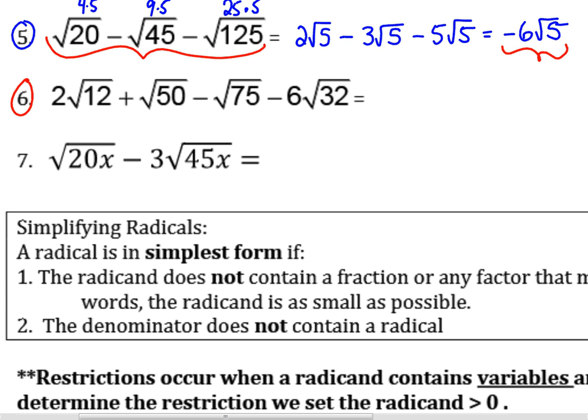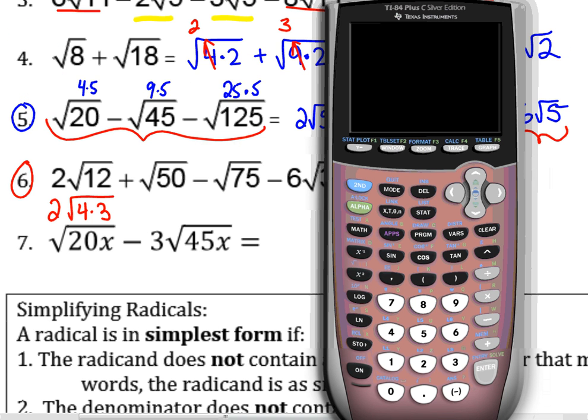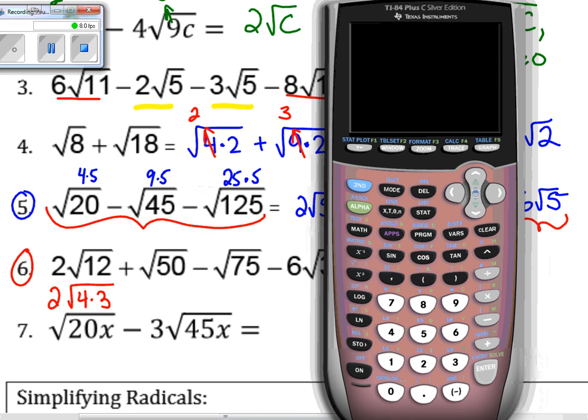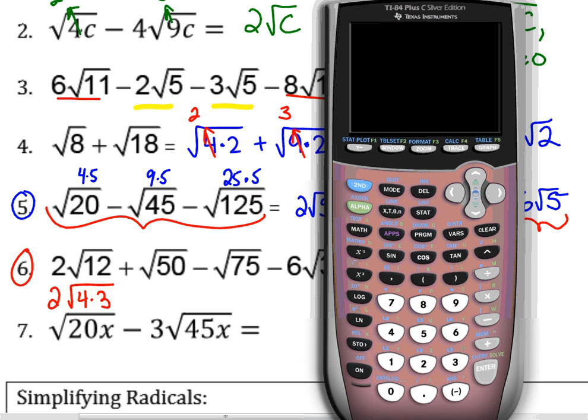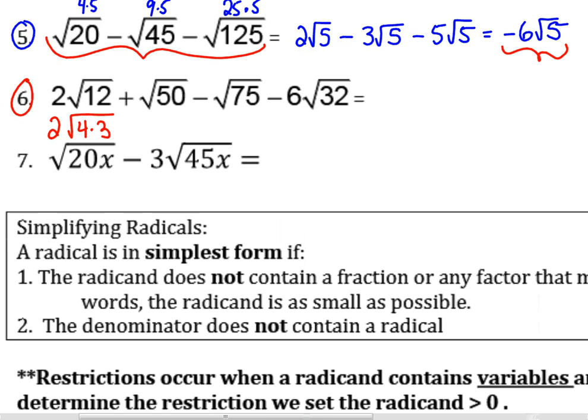Together? Okay. So, how am I going to break up the 12? What times what? 4 and 3. Okay. 50. What perfect square goes into 50? 25. 25 times 2. 75. What perfect square goes into 75? 25 times 3. And what is the largest perfect square that goes into 32? 16 times 2. 4 will go in, but we want the largest.